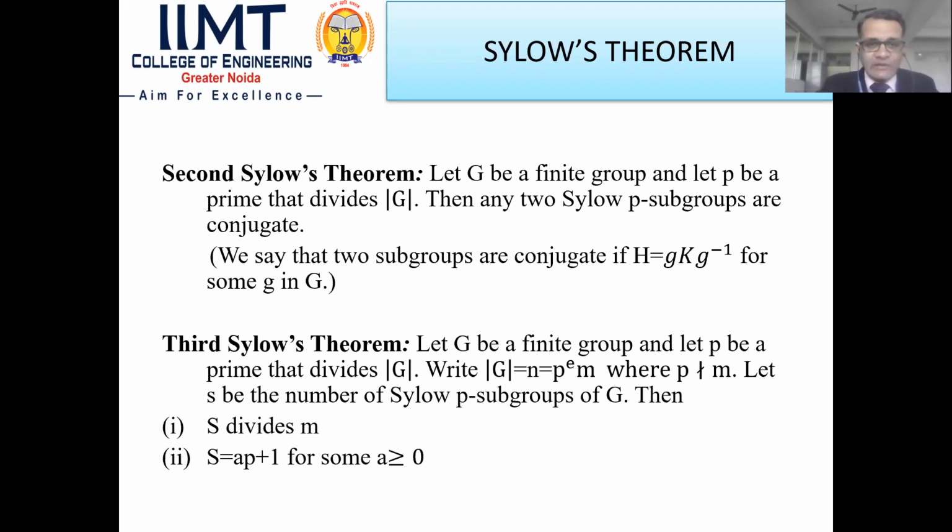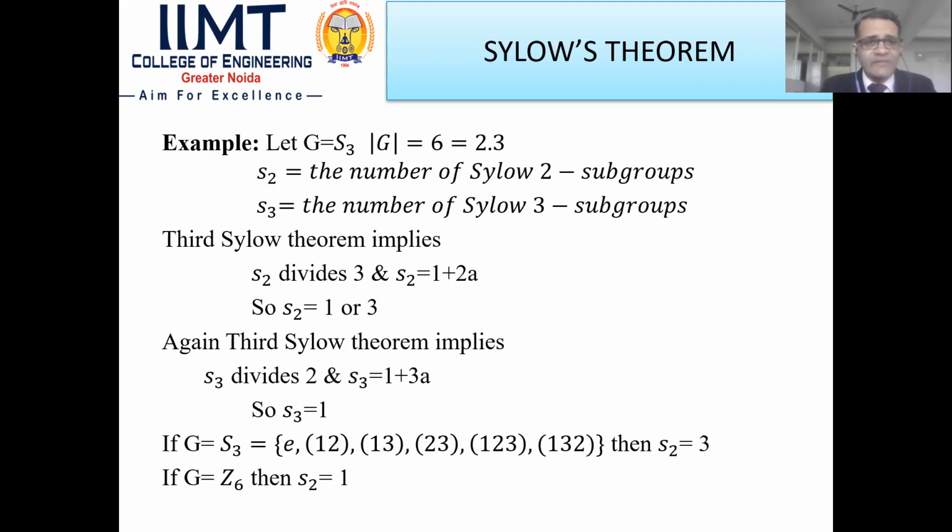Third Sylow theorem, what it says: let G be a finite group and p be a prime number that divides the cardinality of G. We can write the cardinality of G equal to n equal to p raised to power e into m, where p does not divide m. Let s be the number of Sylow p-subgroups of G. Then s, here this s is lowercase, divides m, and the second property is s is equal to a p plus 1 for some a greater than or equal to 0.